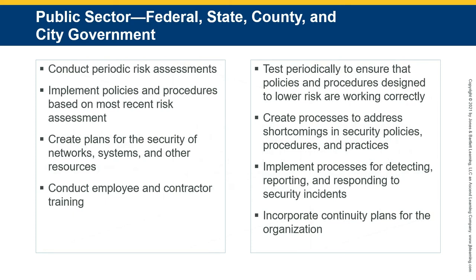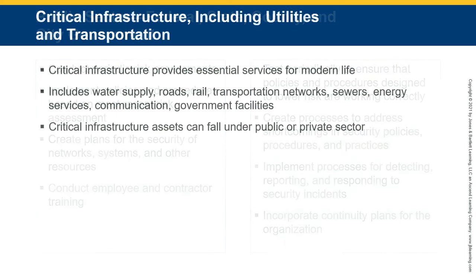Public sector: federal, state, county, and city government. Conduct periodic risk assessments. Implement policies and procedures based on the most recent assessment. Create plans for security and network systems and other resources. Conduct employee and contractor training. Test periodically to ensure that policies and procedures lower risk. Create processes to address shortcomings in security policies and procedures. Implement policies by detecting, reporting, and responding to incidents.